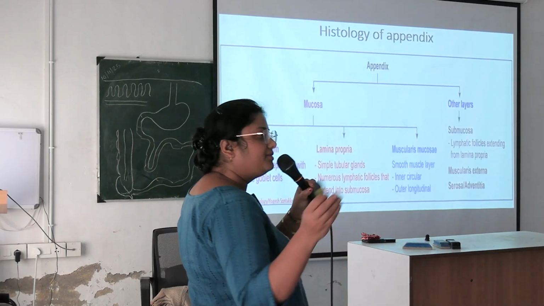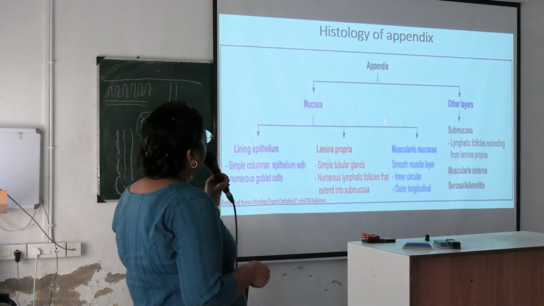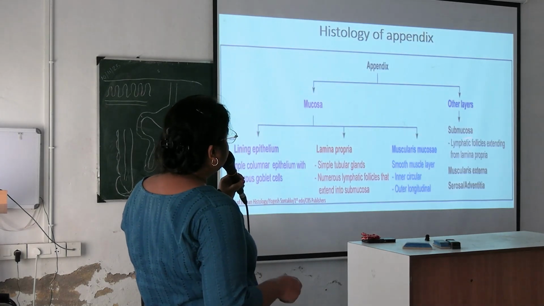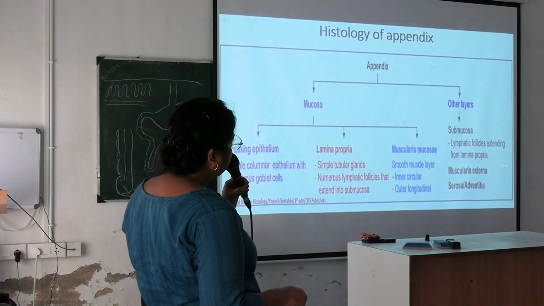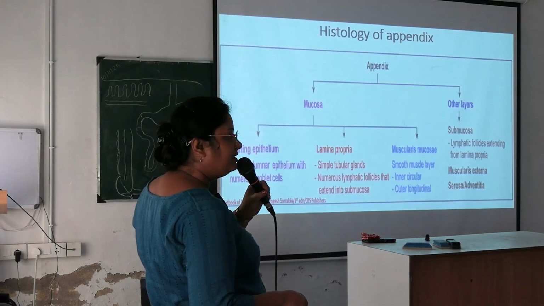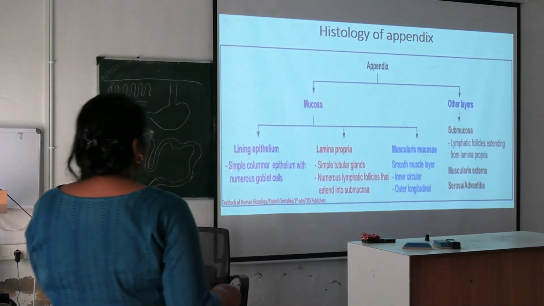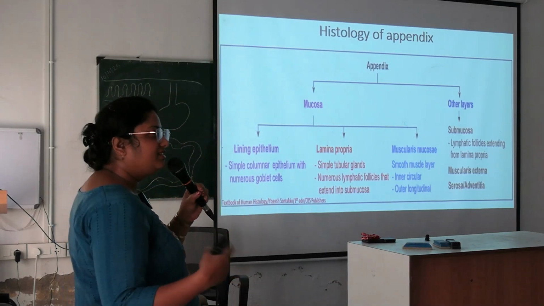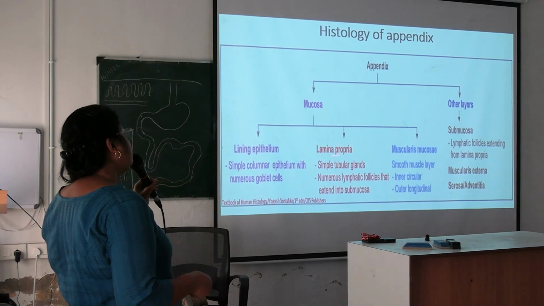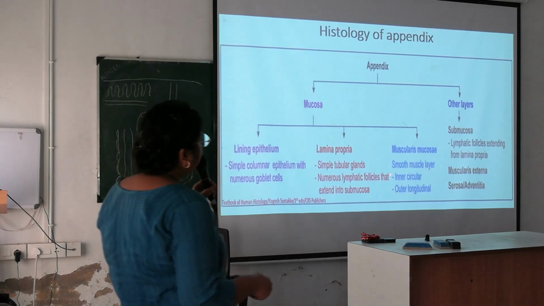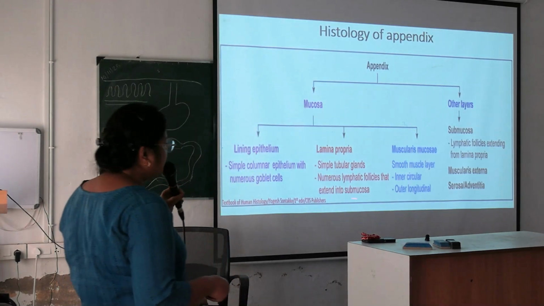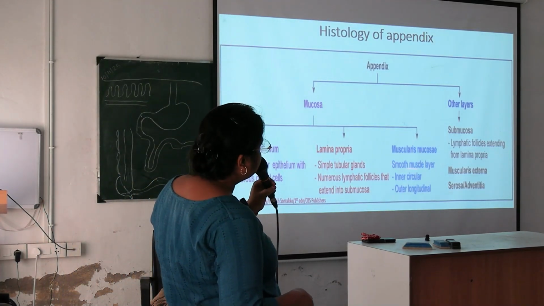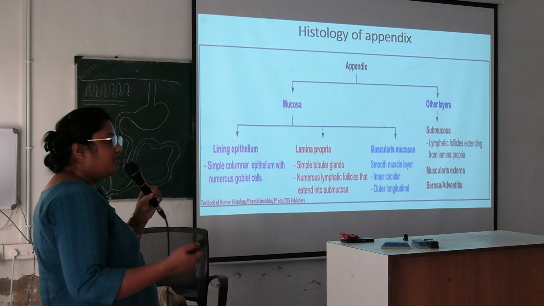Next, there will be the serosa. Serosa is the outermost covering. So the appendix has a mucosa, and the other layers are the submucosa with lymphatic follicles extending from lamina propria, muscularis externa, and serosa. Lining epithelium is simple columnar epithelium with numerous goblet cells, same as the large intestine. Lamina propria has simple tubular glands. Numerous lymphatic follicles extend into the submucosa, and the muscularis externa is formed by two layers: inner circular, outer longitudinal.